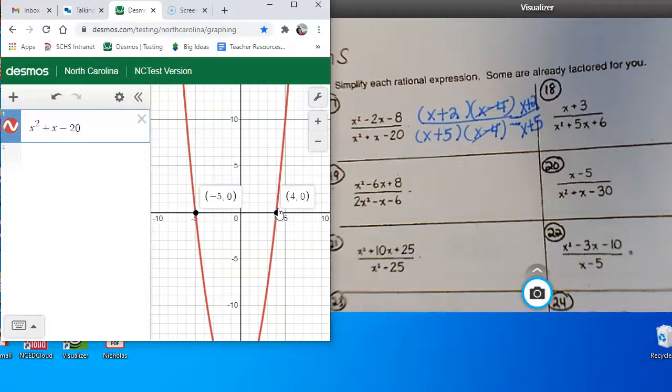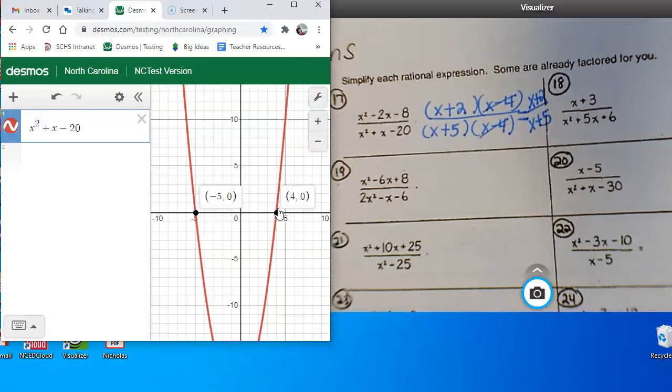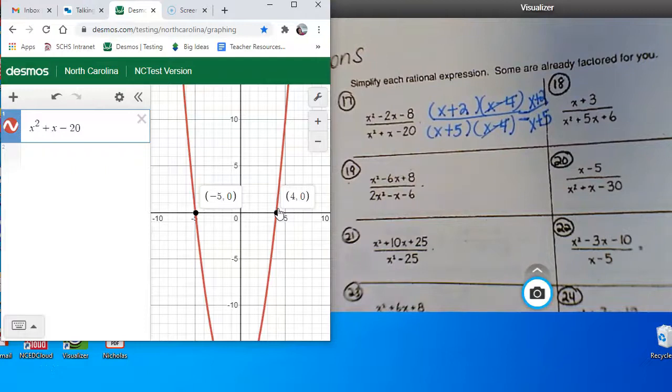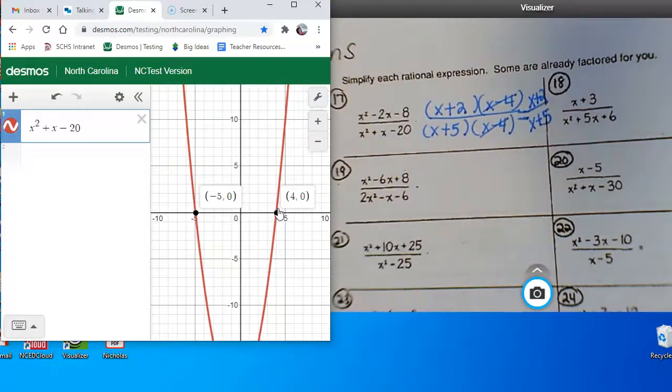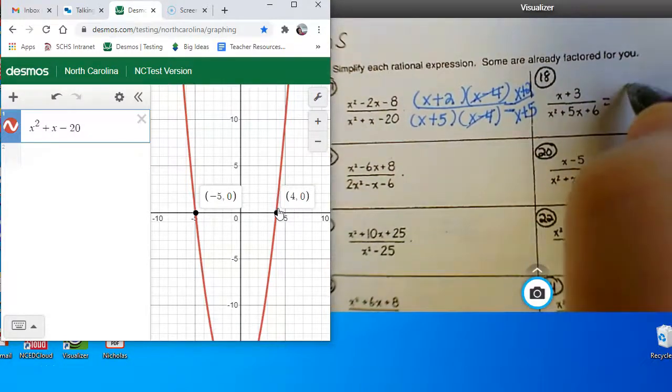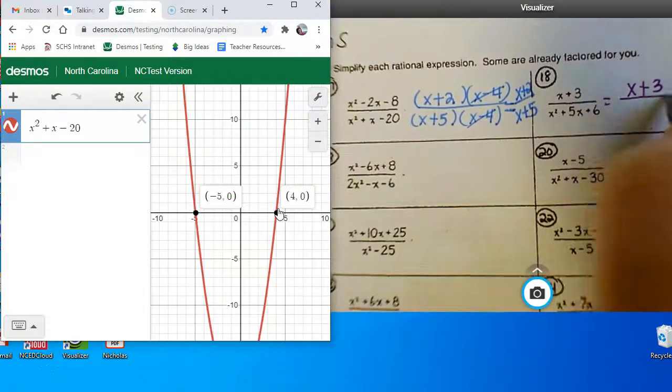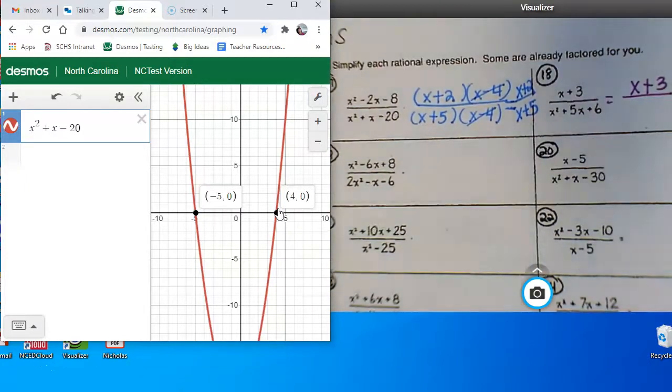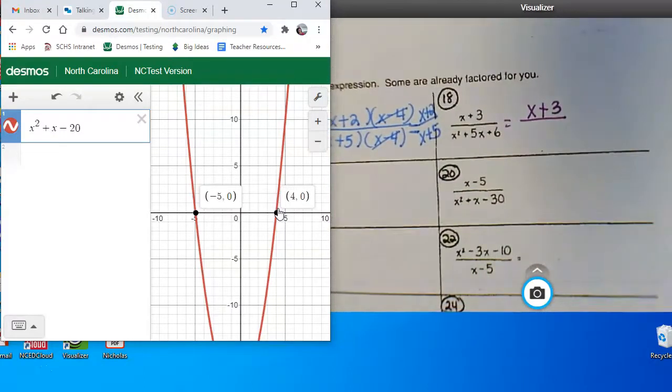Let's do a couple more of these. Look at number 18. So on the top, on number 18, you're just going to leave it as x plus 3 because you can't factor it. There's not a greatest common factor. It's not a trinomial. So I'm just going to leave that as x plus 3 on the top. But I am going to have to do something on the bottom. So that x squared plus 5x plus 6, I'm going to put into Desmos.